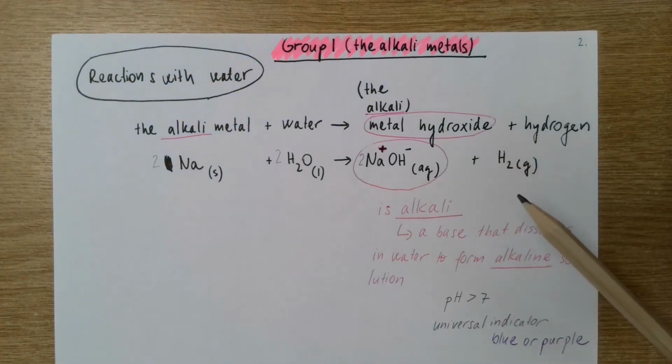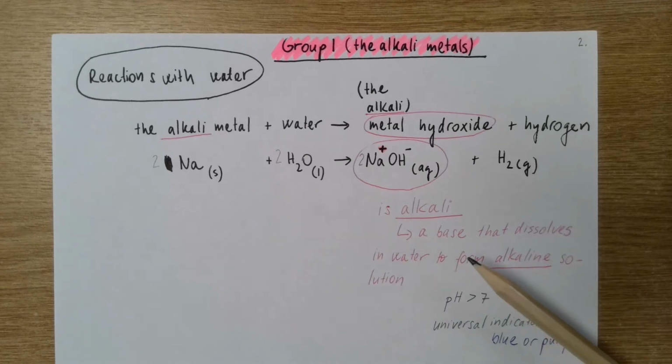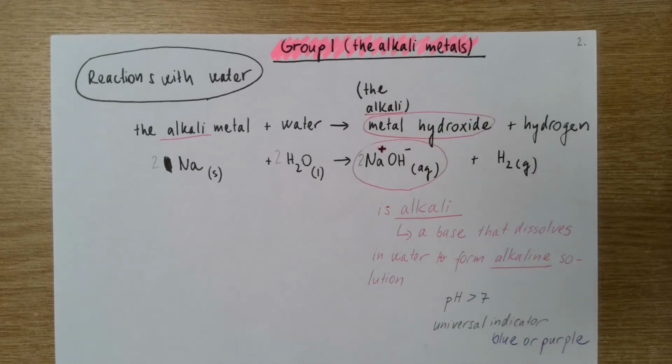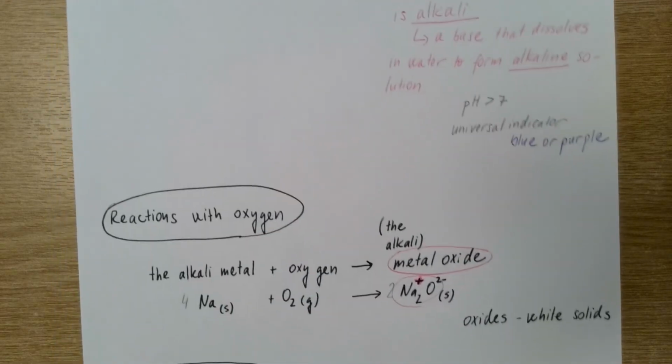So why are they called alkali metals? Because they produce a base that dissolves in water to form an alkali solution. Okay, the sodium hydroxide is actually a strong alkali. It's got pH higher than 7. If you would put a universal indicator, it would change from green, which is neutral, to blue or purple, which is an alkali condition. So that is why they're called alkali metals, because they produce an alkali solution in water. The next set of reactions that we need to learn are the reactions with oxygen.